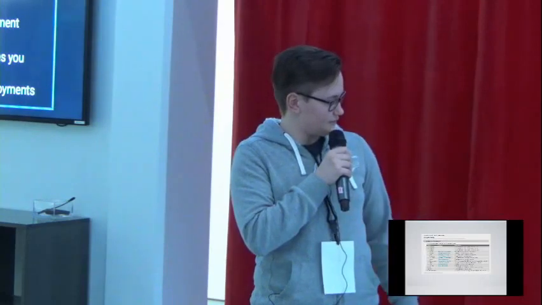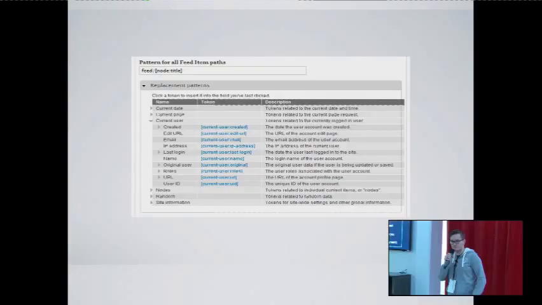So this is what a token list looks like. Tokens, if you don't know, are bits of global information that you can use site-wide, like the site name, or the node title, or the author name, or anything. You can just use those little bracket things and put your data there, and there you have it.